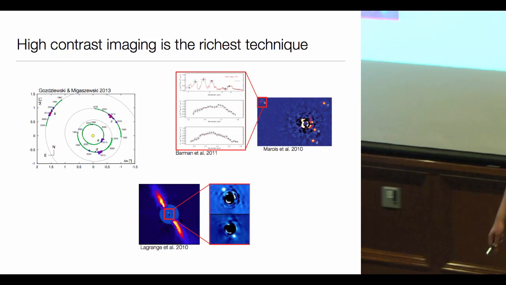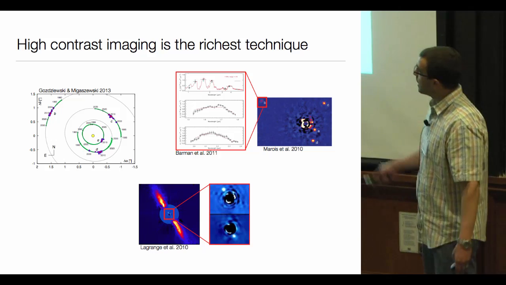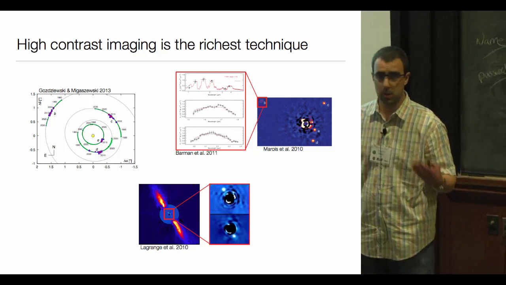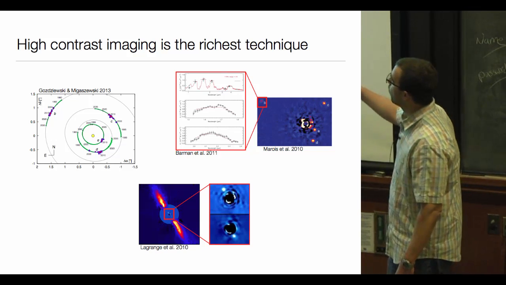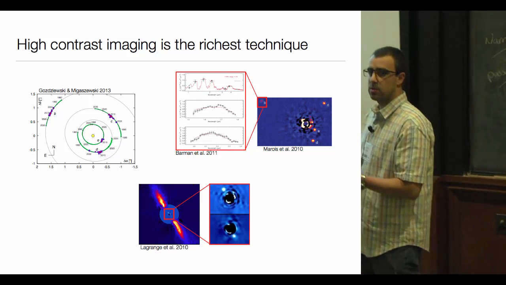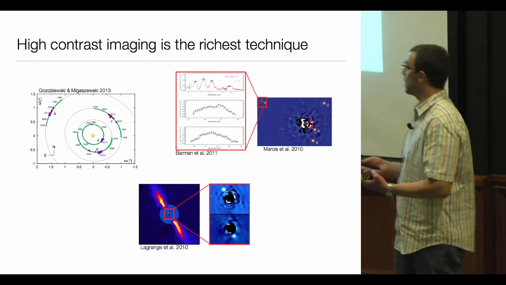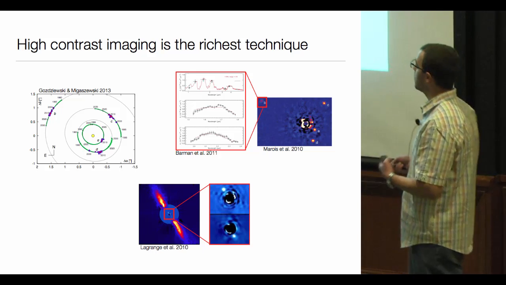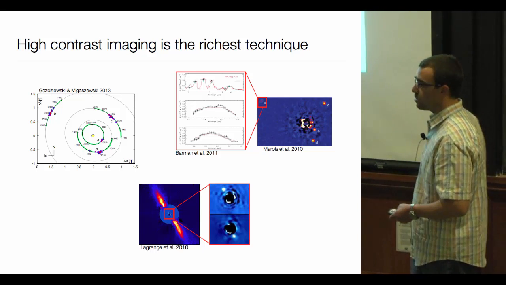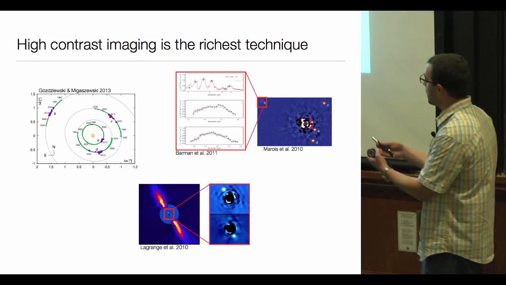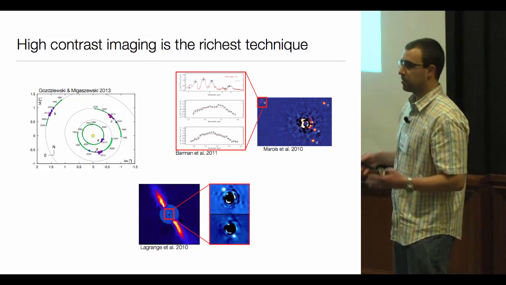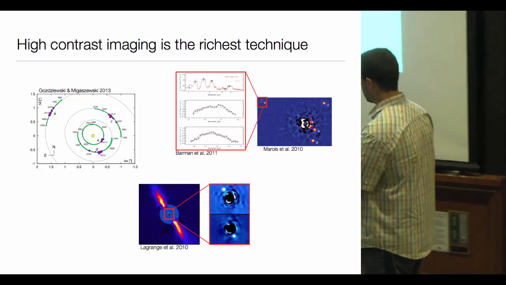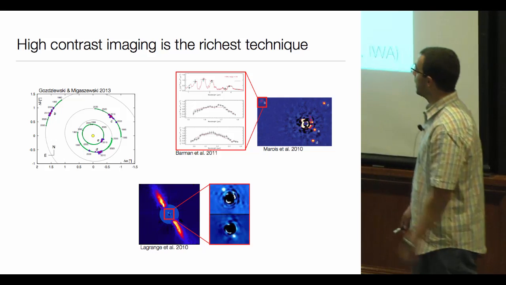So why is high contrast imaging so important, so amazing? You get to do all these measurements at once. Once you've managed to isolate the signal of an exoplanet from its host star, you get to do astrometry, spectrophotometry, and polarimetry in some cases. And most importantly, you are able to put the planet into the global context of its circumstellar environment, and in this case, disk, which is quite amazing.